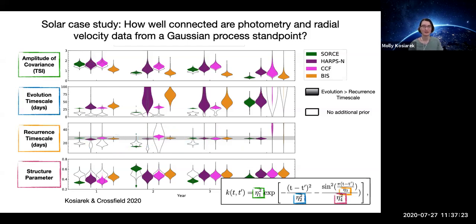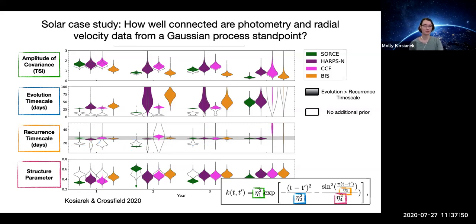Okay, so now let's look at the posteriors of the second analysis. We're looking at only the shaded points, and this one has the additional prior. The source photometry and the HARPS North RVs are consistent for 3 of the 4 years. So this really helped the 2 data sets become more consistent. And the inconsistent year, source instead has a recurrence timescale at half the solar rotation period.